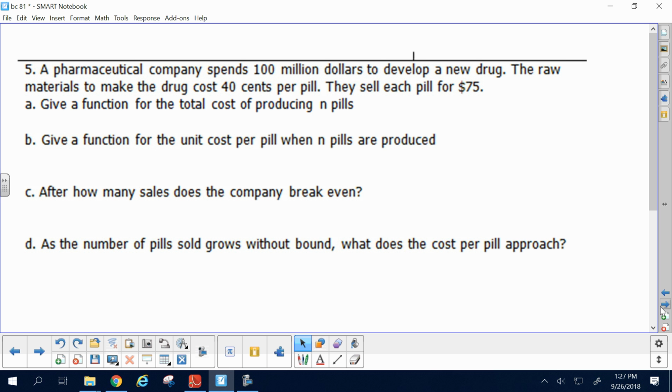So, is the company there to make friends? No. Is the company there to save lives? No. Yeah, you like to think so, but no. The company's there for one thing, and that's money. To make money.